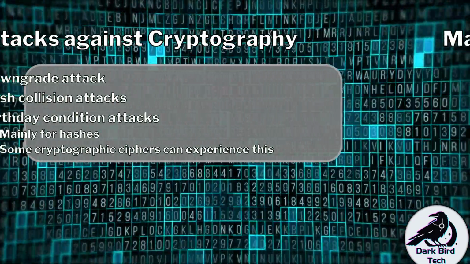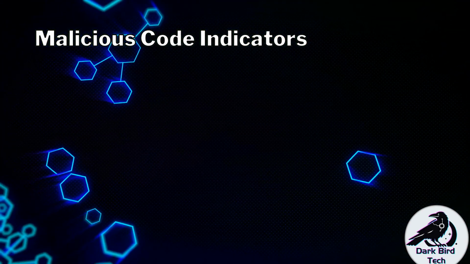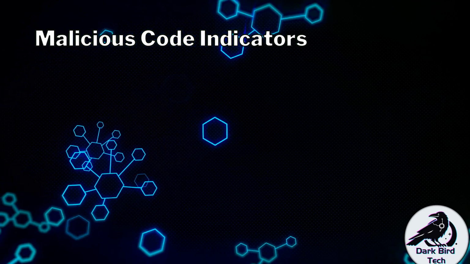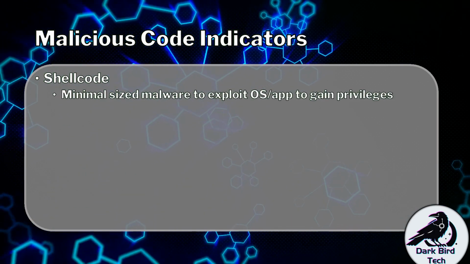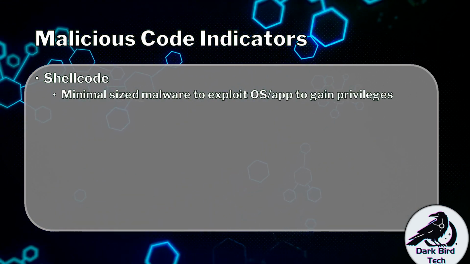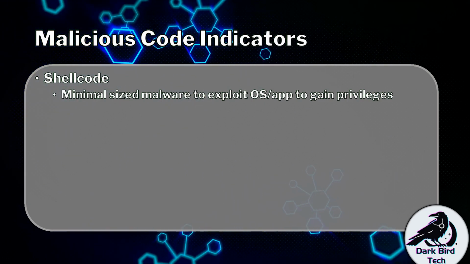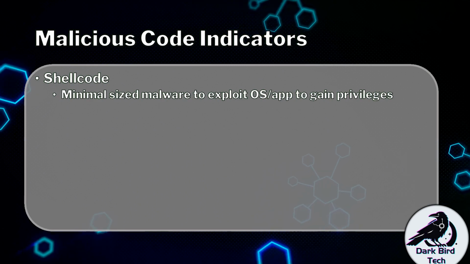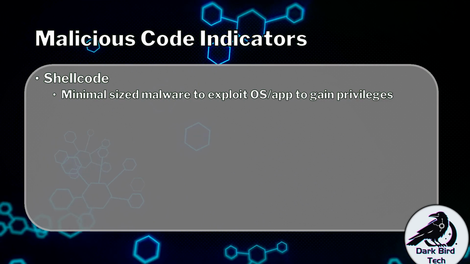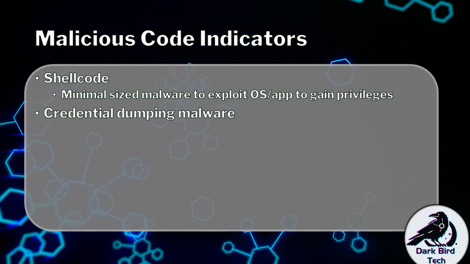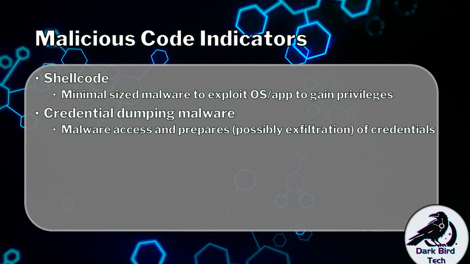But besides this, we also need to worry a bit about malicious code indicators appearing through our network. So the first thing that we want to have our eyes open for will be shellcode indicators. This is normally a minimal kind of malware that's meant to exploit an application or an operating system to gain privileges. Shellcode attacks will normally then have some sort of open port for an attacker to access and send instructions to.